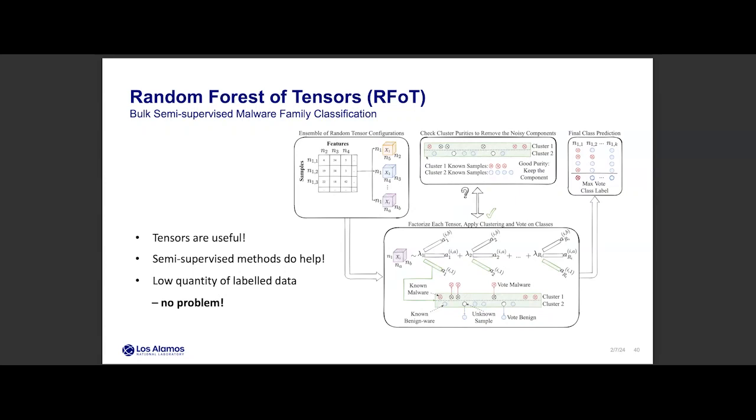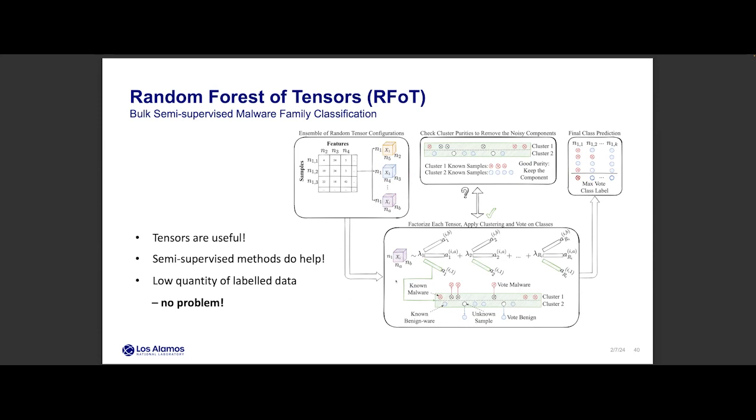So the first method that we introduced to address this was called random forest of tensors, where from your feature set, you randomly sample different features to build n number of, let's say, random tensor configurations. You factorize each of them and use the latent factors. Here we're looking at one of them to cluster specimens.